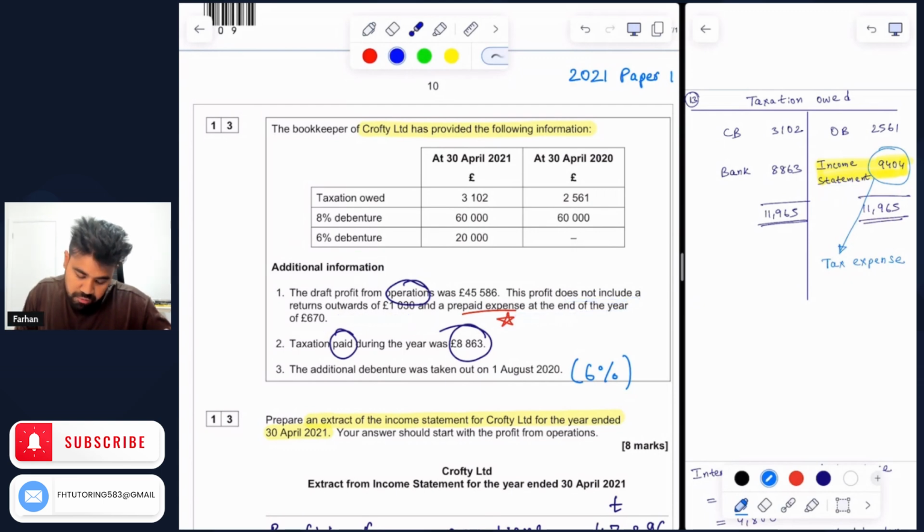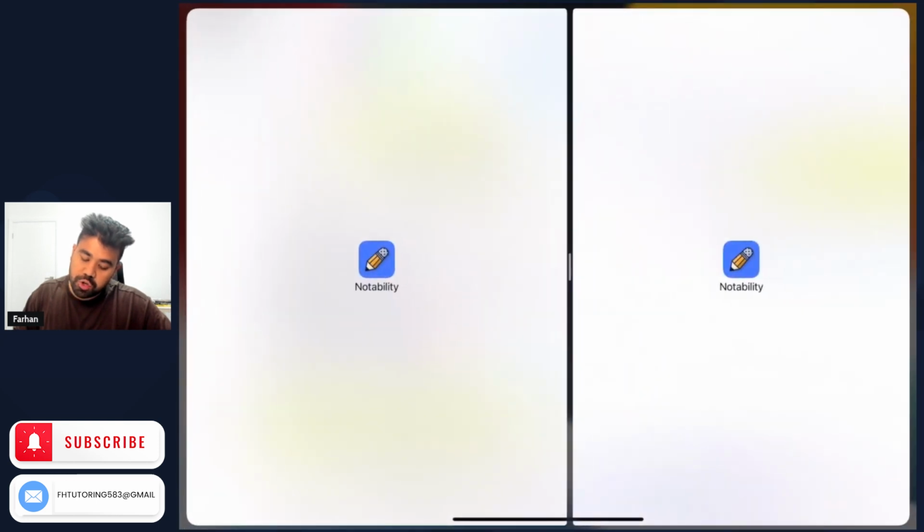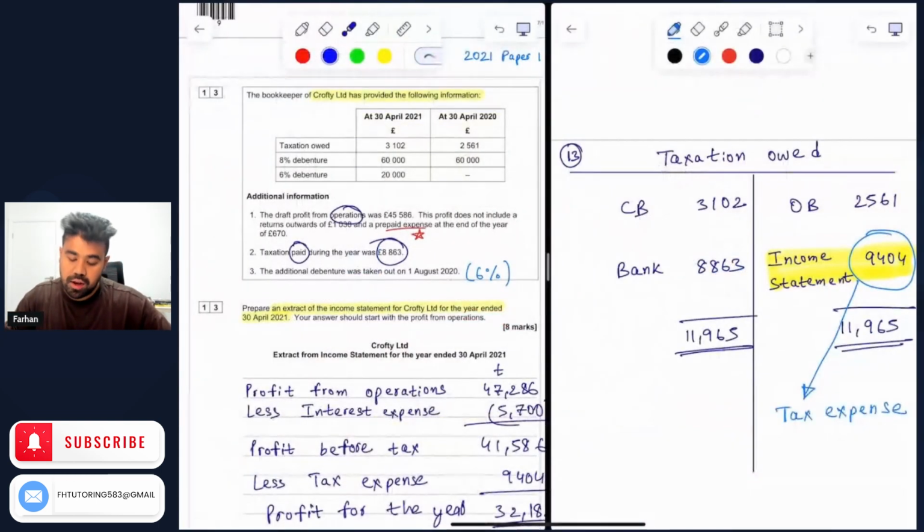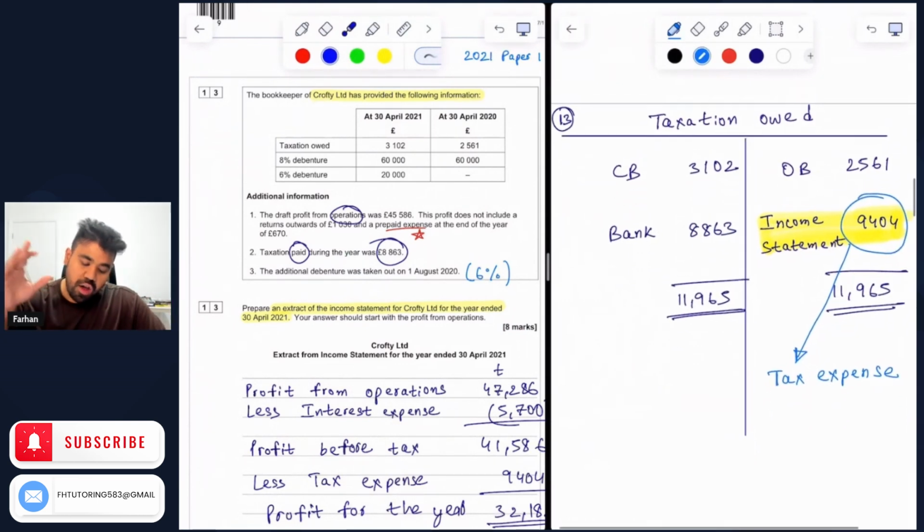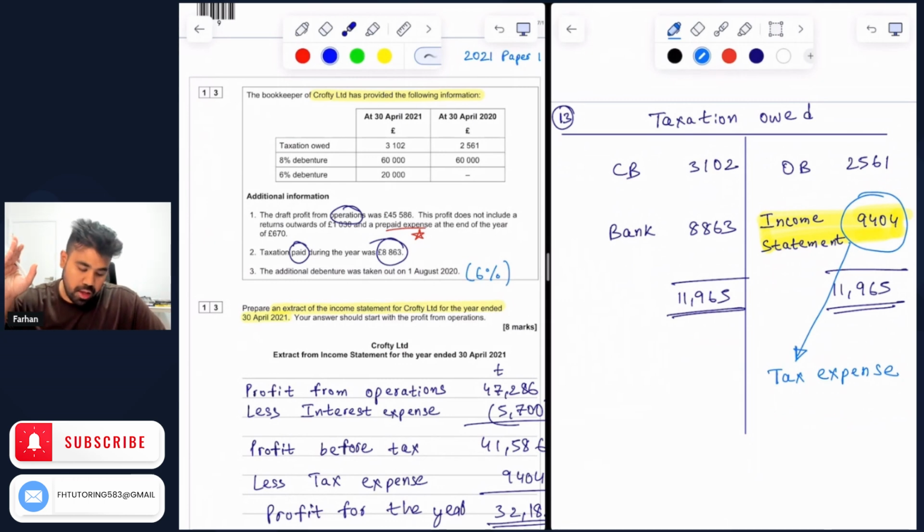We have also other information relevant to taxation that has been paid during the year, and also information relating to the new debenture that was taken out on 1 August 2020. The requirement of this question is to prepare an extract of the income statement for Crofty Limited for the year ended 30 April 2021. So on the right hand side of the screen, I've done some workings, which we will be going through first, and then you will be using these workings to prepare the final extract of the income statement. So we're going to start with the taxation owed account.